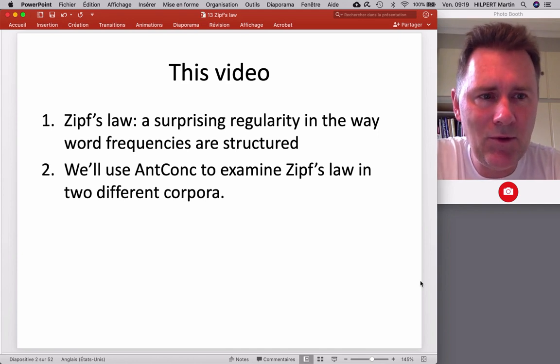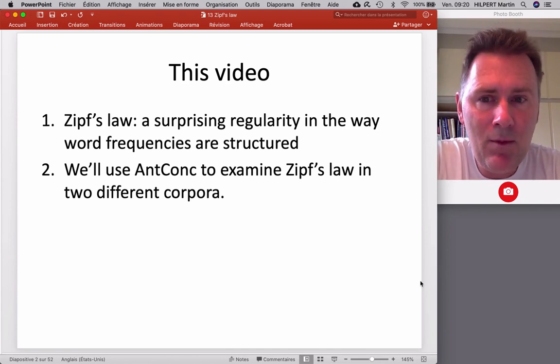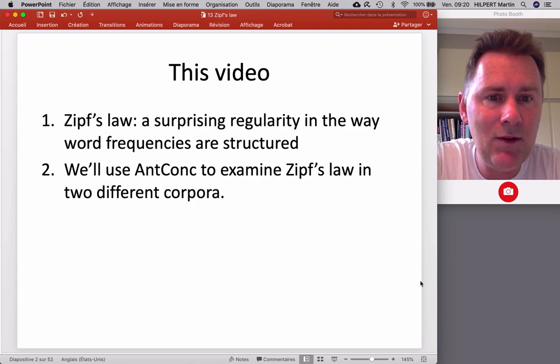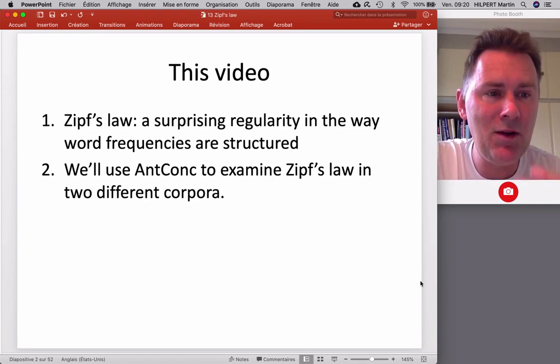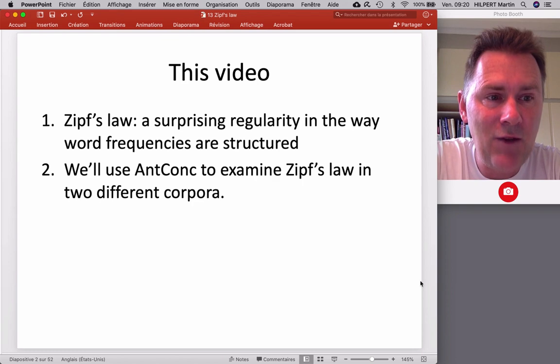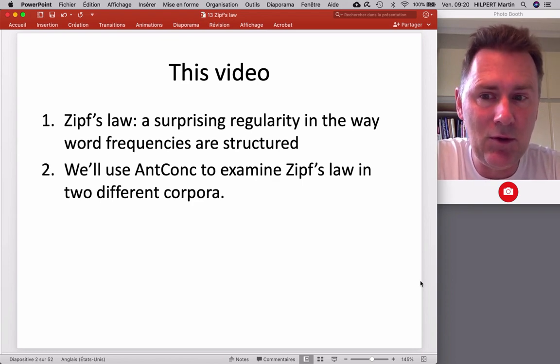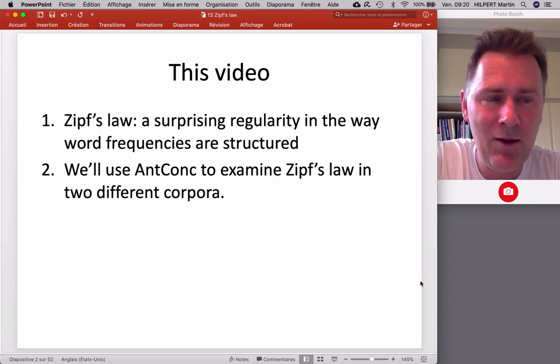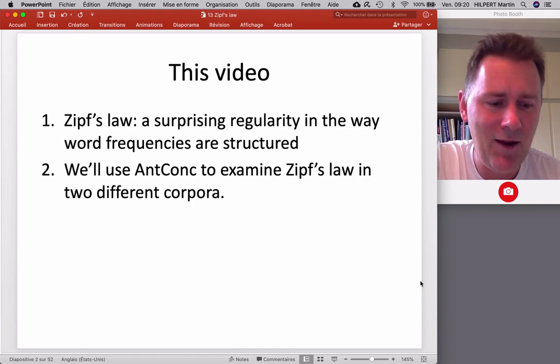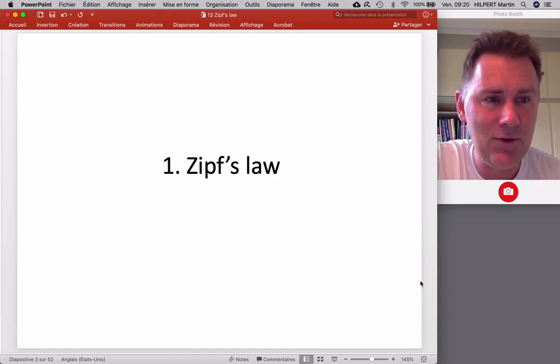Okay, so here's what we're going to do. First, I'll talk about Zipf's law, which is a surprising regularity in the way word frequencies are structured in a corpus. I'm saying it's surprising, but at the same time, we can explain it. We can motivate it with functional factors that drive Zipfian distributions. And then in the second part of this video, we'll use AntConc and corpus data to examine Zipf's law in two different corpora. So we'll be checking whether it actually applies in the data that we have, and we'll see that, yeah, you can find it in actual corpus data. So let's go, Zipf's law.